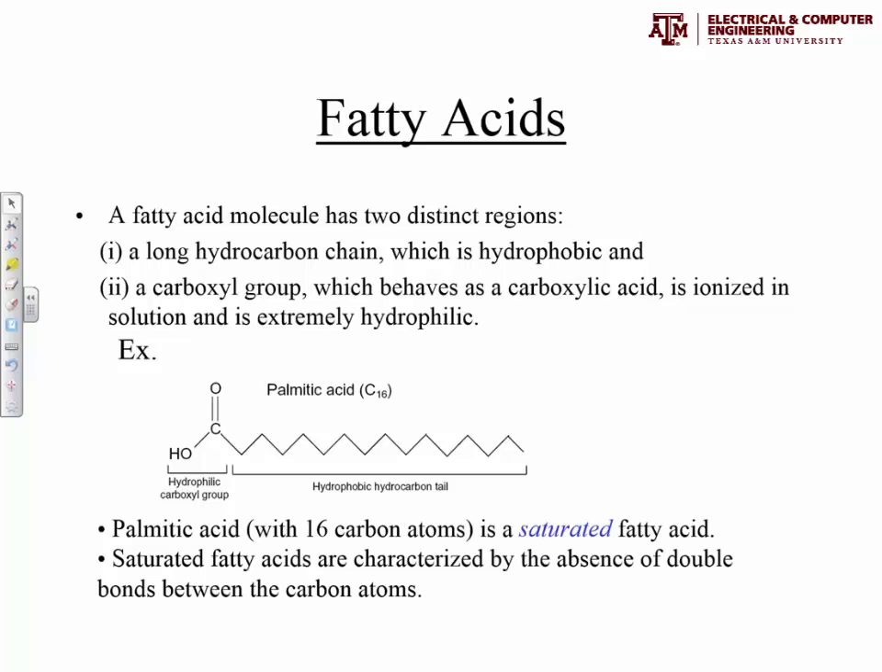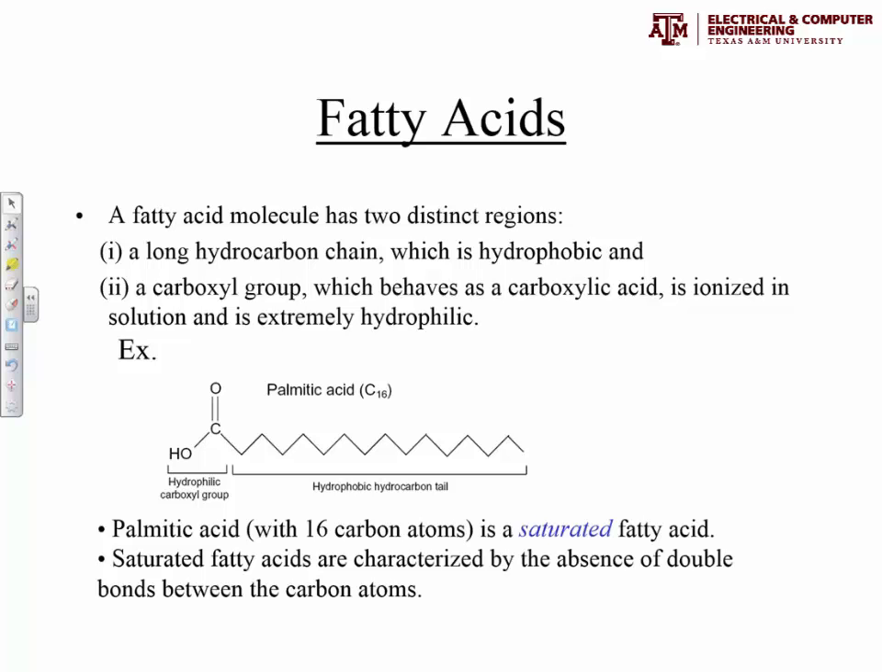So this is palmitic acid. This is the kind of fatty acid that you see in, let's say, coconut oil, right? That's why it's palmitic acid, or a palm, or a date palm. So palmitic acid with 16 carbons in it is a saturated fatty acid. And saturated fatty acids are characterized by the absence of double bonds between the carbon atoms, right?